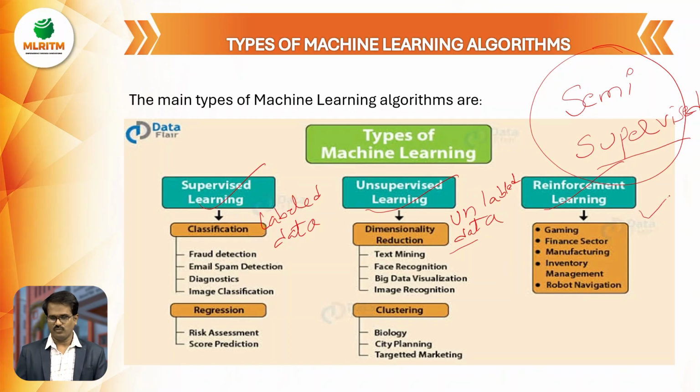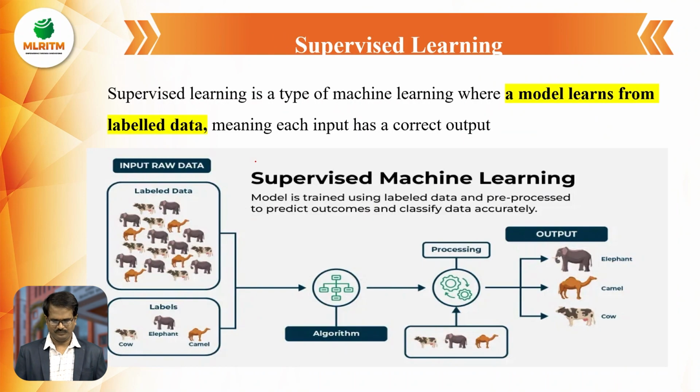The last one is the reinforcement learning algorithm. It is completely different. An agent can interact with the environment and learn. That is nothing but the reinforcement learning algorithm. Now we will discuss one by one. First, we will go through the supervised learning algorithms.